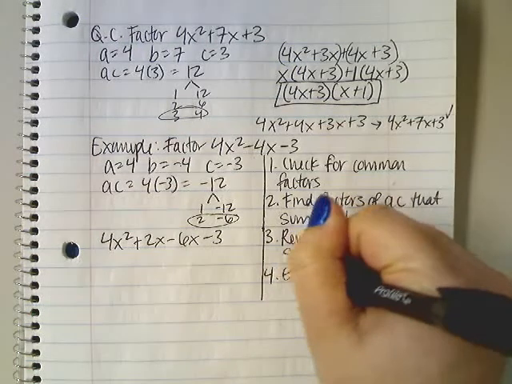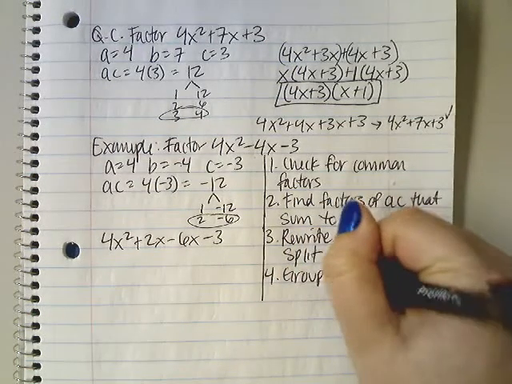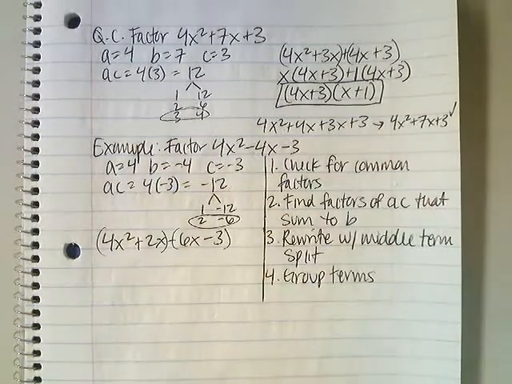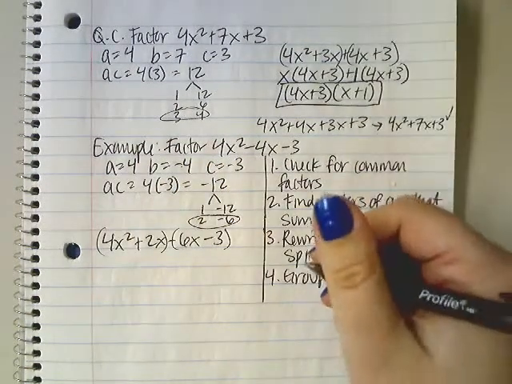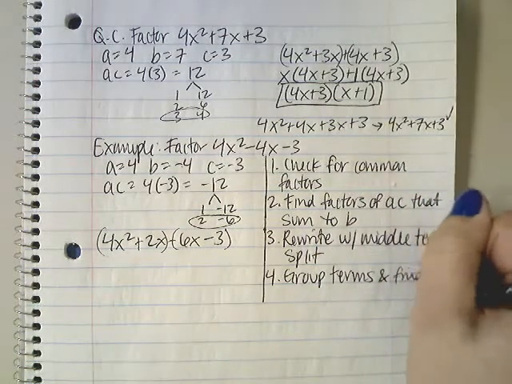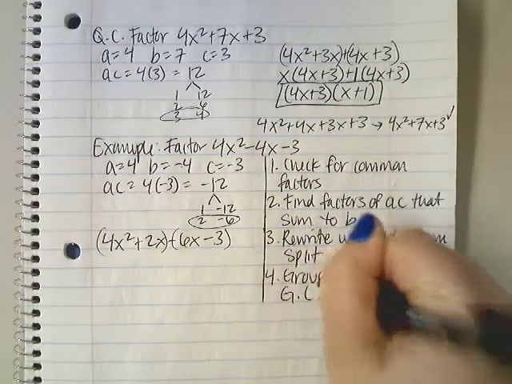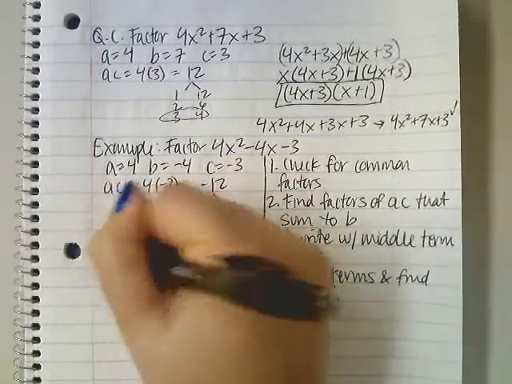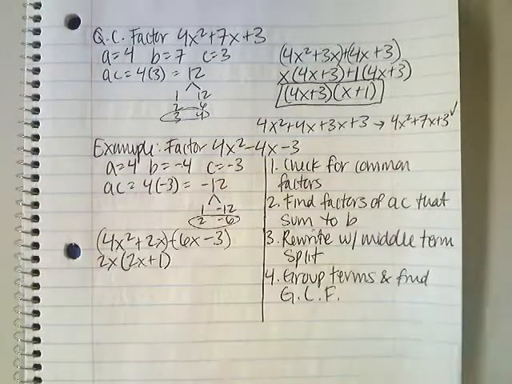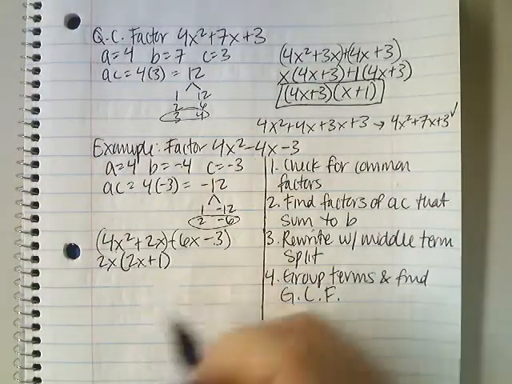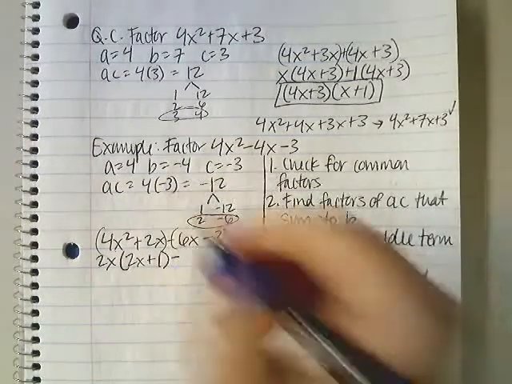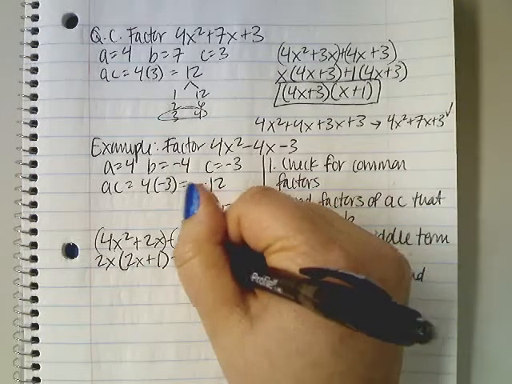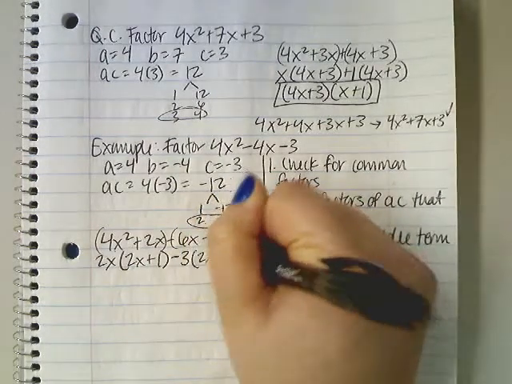But I'm going to do the same steps, group terms. So I'm going to group these terms and those terms. And I'm going to find my greatest common factor for each pair. So here, 4x squared and 2x, I can bring a 2x to the front, which leaves me with 2x plus 1 in there. And here, they both are negative, so I can take out a negative, and then they're both divisible by 3. So I'll say negative 3, and that leaves me with 2x plus 1 again.